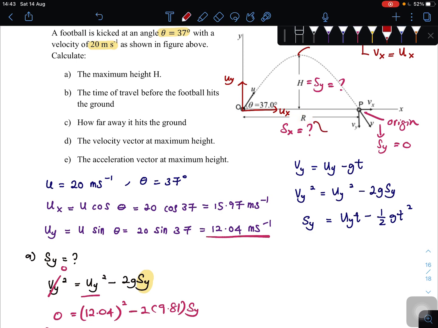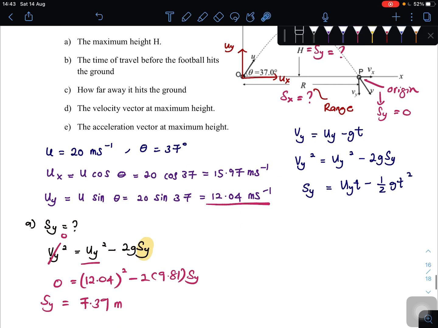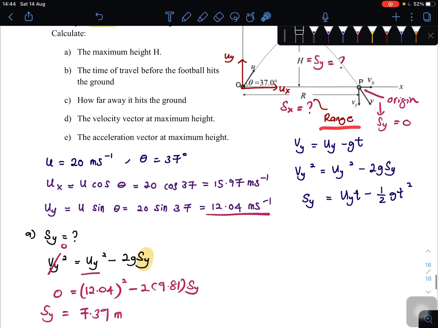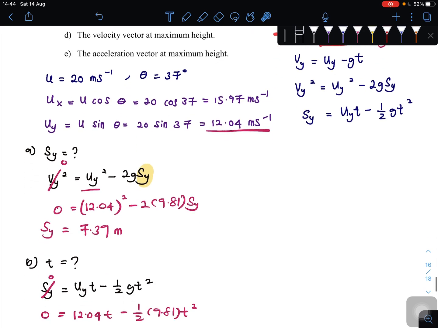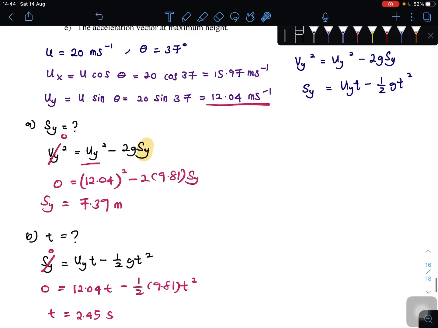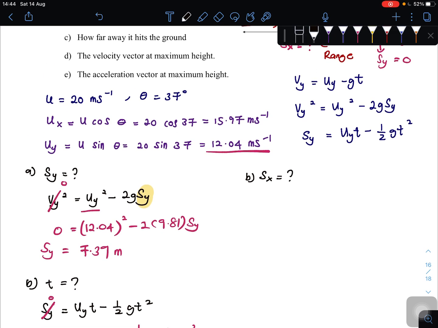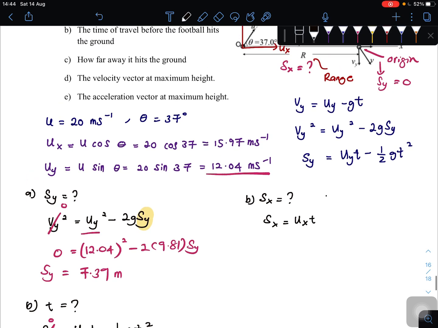So R here stands for range. So if the question asks what is the range, it's basically the same thing as Sx. So basically we want to find Sx, and then the formula for Sx. So this one you refer back to the formula that I given you in the previous GM. So Sx is equal to uxt, because the value for A is 0 untuk x component.